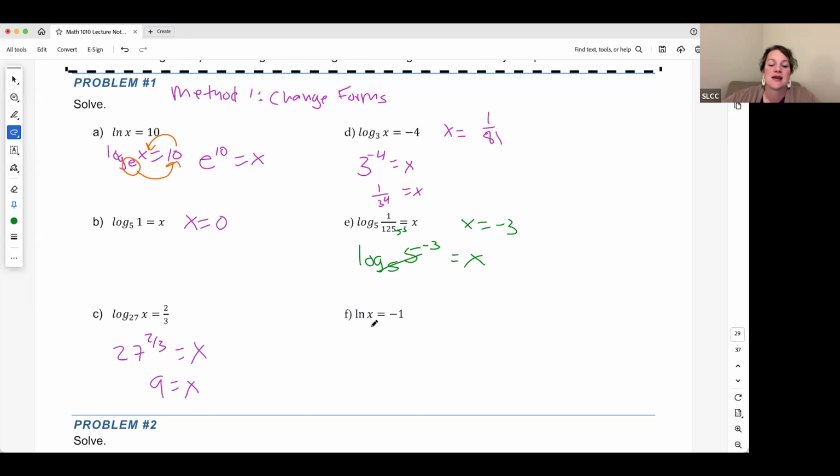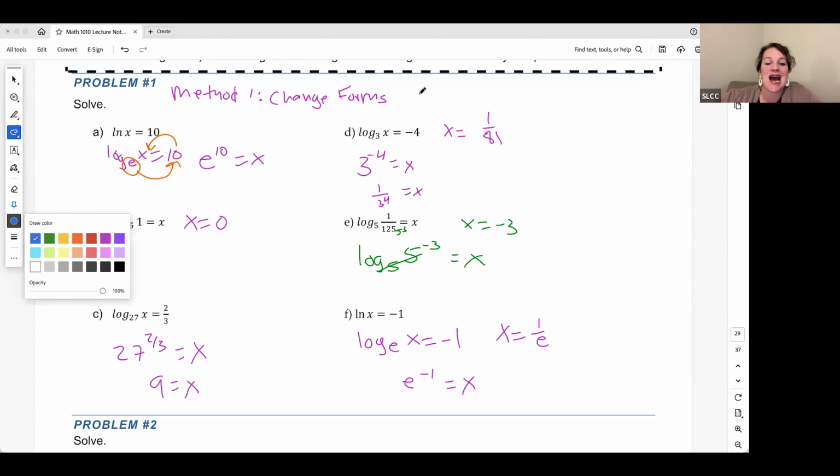And then let's look here at the other one. What should I do with the natural log? If I was thinking in the same method, log base e of x equals negative 1, then I'd say e to the negative 1 equals x. So e to the negative 1 is just 1 over e. x is 1 over e. You can leave it like that, or you can punch it in your calculator. Remember, that's just 1 over 2.72, so it's just a number. Okay, that's one way, by changing forms.